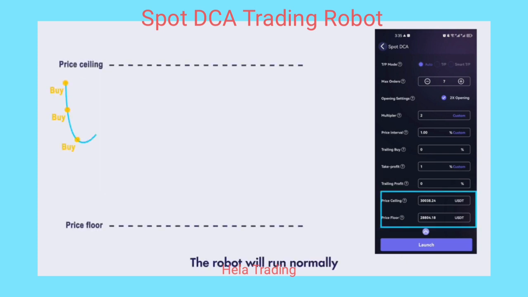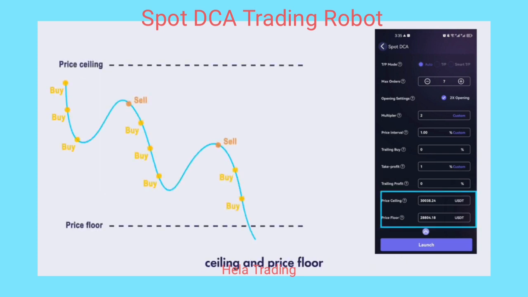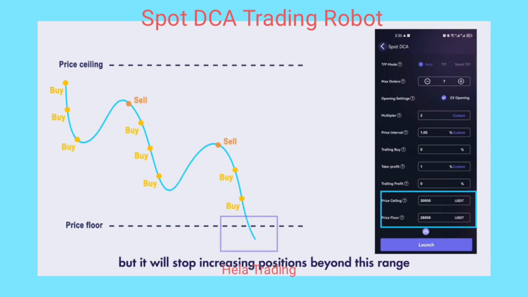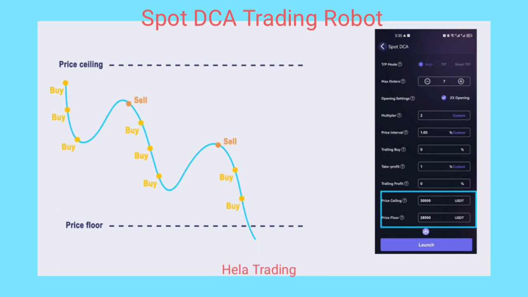The robot will run normally when the price fluctuates within the price ceiling and price floor, but it will stop increasing positions beyond this range. However, if it reaches the take profit, it will still close the position. It will only resume increasing positions when the market reverses and retraces back into the range or if you manually adjust the price.